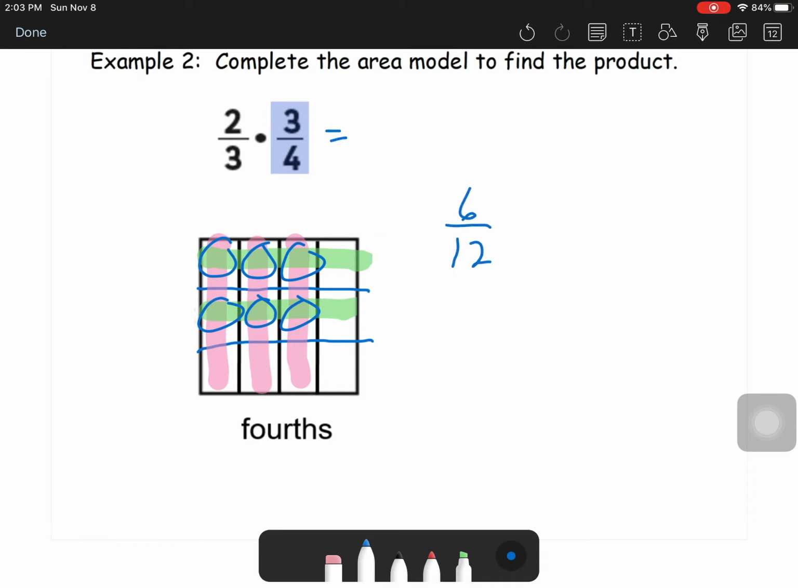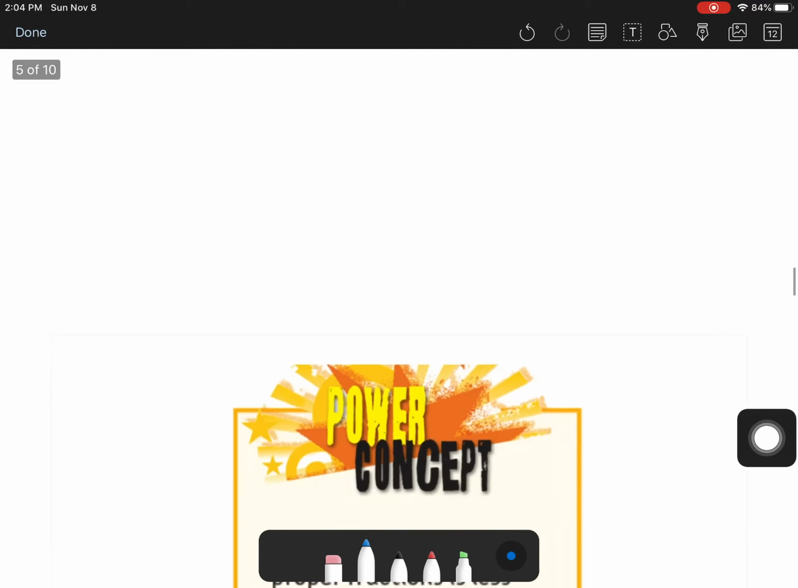Now if I go up here and I multiply across, I'm going to see I get that same thing, which is 6 over 12. 2 times 3 is 6, and 3 times 4 is 12. But I can show it with the area model as well.